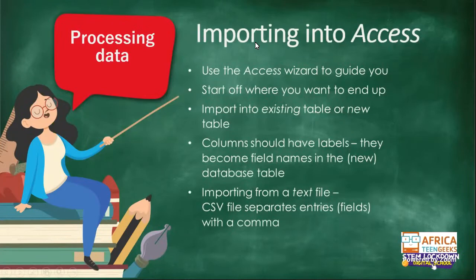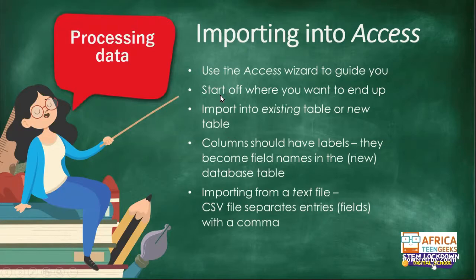Okay, how to import into Access is by using the Access Wizard to guide you. You use the Access Wizard. So start off where you want to end up. So basically start where you want to end. You import into an existing table or a new table. Columns should have labels. They become fields in the new database table. And then import from a text file, CSV file separates entry fields with a comma.